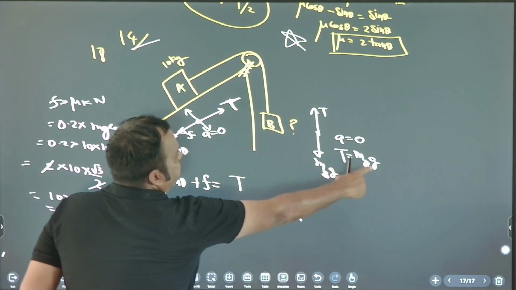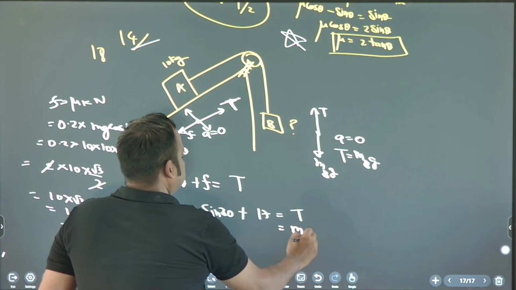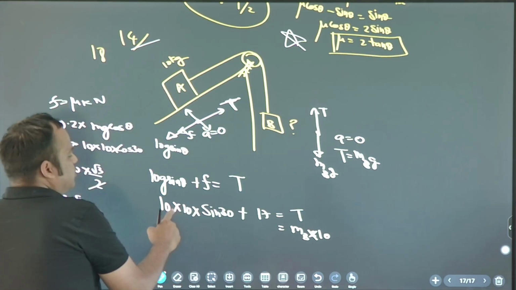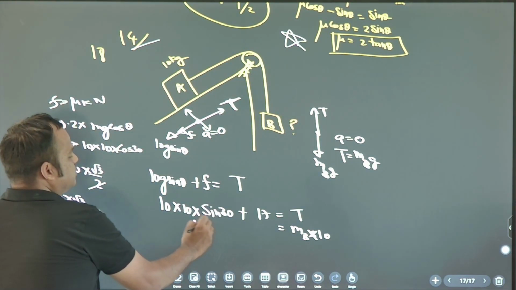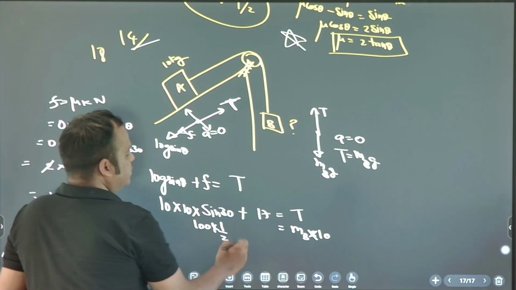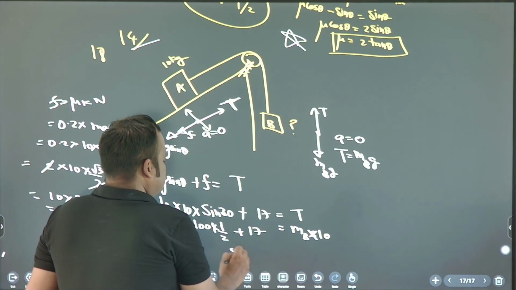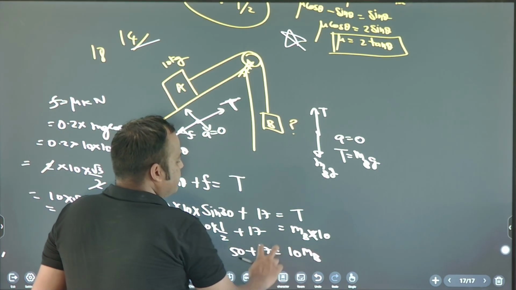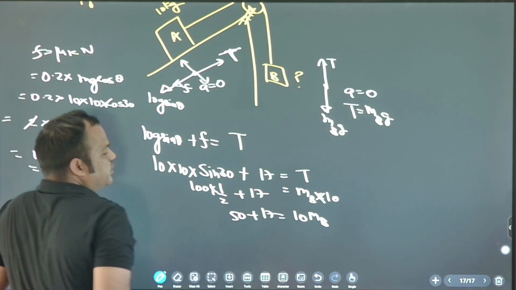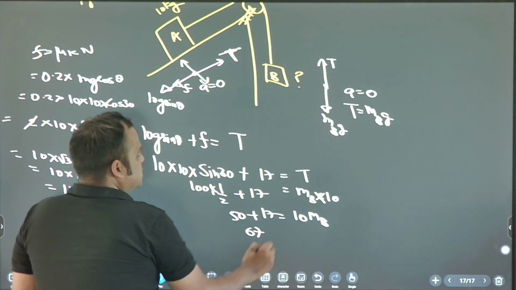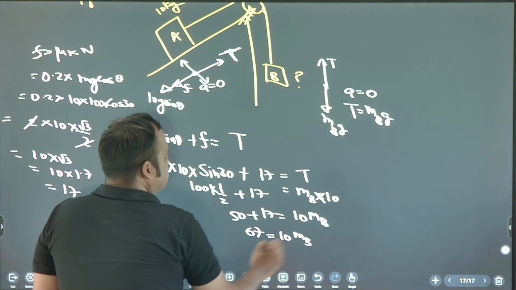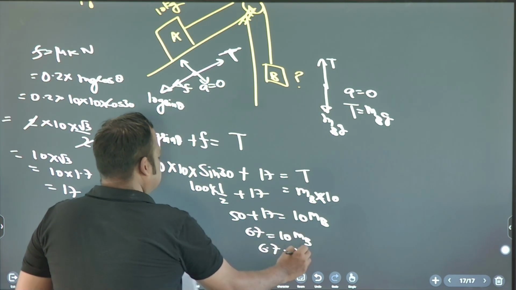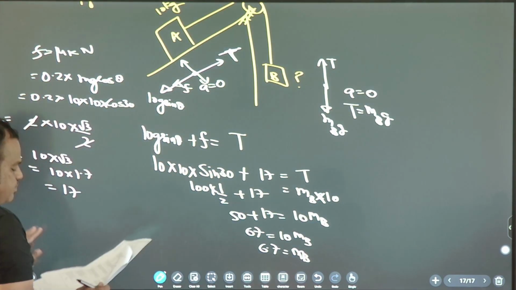And T is equal to mbg, so mb into 10. Now this is 100 into 1 by 2, since sin 30 is 1 by 2. So 50 plus 17 is equal to 10 times mb. 50 plus 17 how much? 67. Understood? So mb is 67 by 10, that is 6.7. Note down, 6.7.